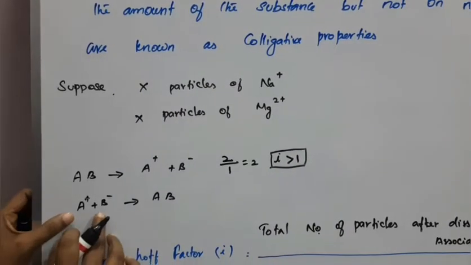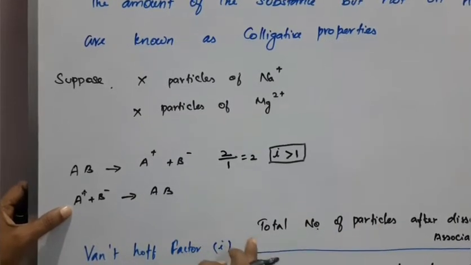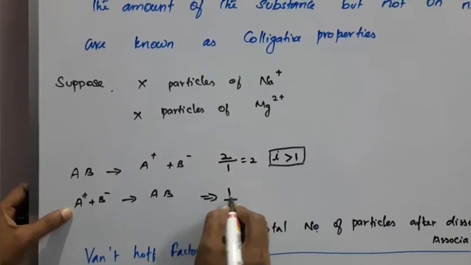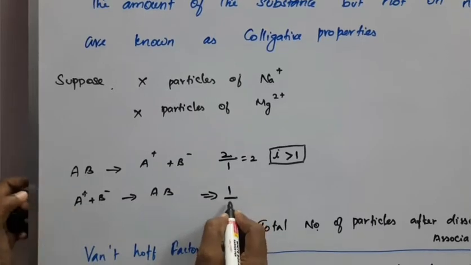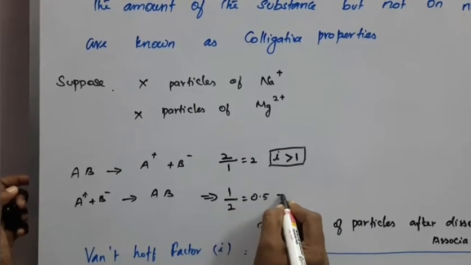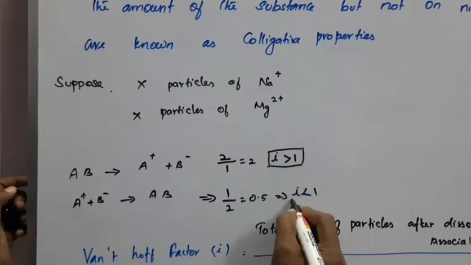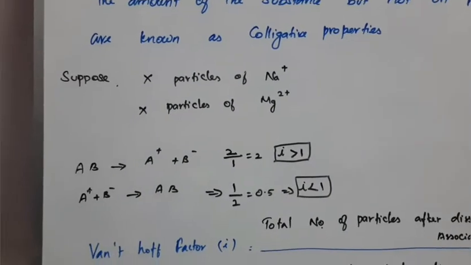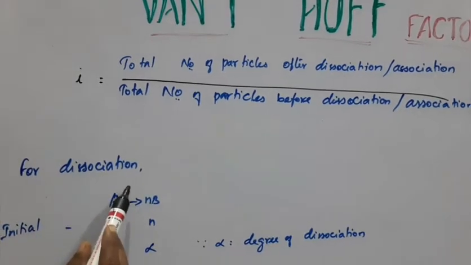For this case, the number of particles after association is 1, divided by the number before association, which is 2, equal to 0.5. So i is less than 1, this is for association. Now for the first case, dissociation.